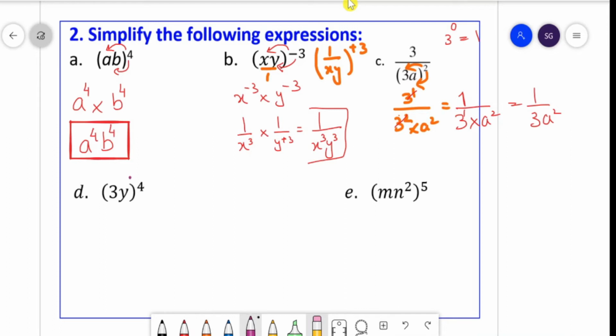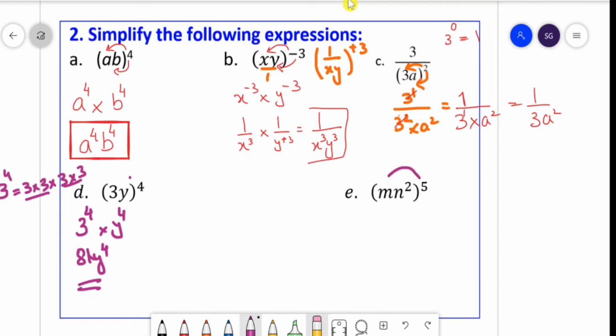We have 3 to the power 4, so this whole power is given to each of the bases, 3 to the power 4 and y to the power 4. 3 to the power 4 means 3 is multiplied by itself 4 times, so that's 9 times 9, which is 81, y power 4. We don't show the multiplication sign in the final answer, and that's it.